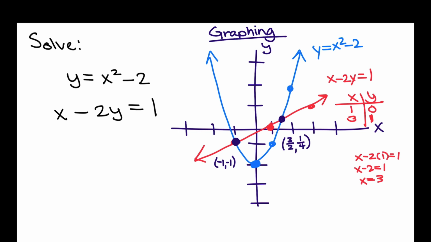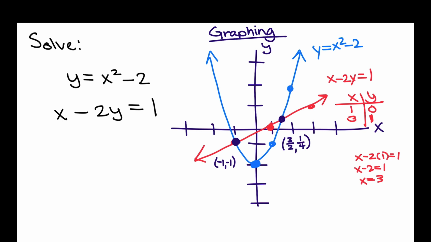Now, just like with our linear systems, graphing is a great way to visualize the total number of solutions, but it can be hard, especially in this case. I know the answer is 3 halves, 1/4, but it's actually really hard to see that from the graph. And so we're going to use an algebraic technique to hopefully get these same solutions.